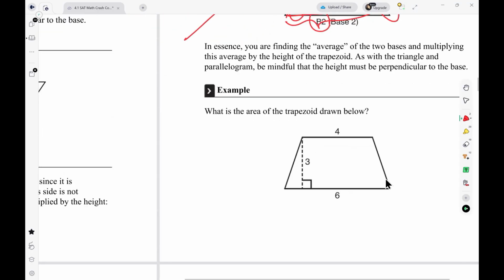So what is the area of the trapezoid drawn below? This is very simple. We just need to find out the area of the trapezoid.